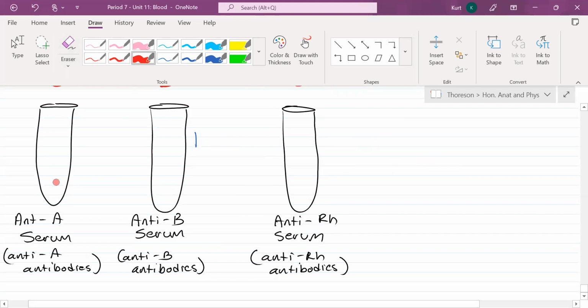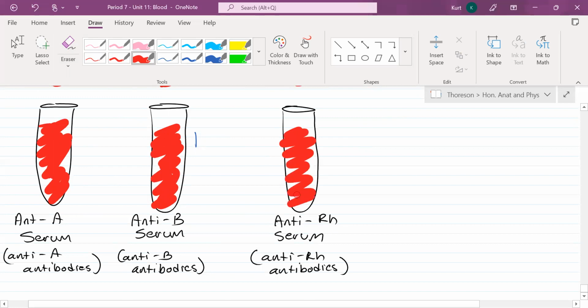I drop Noah's blood into all three. No agglutination, no agglutination, no agglutination. No reaction, no immunity reaction. So what is Noah's blood type? O negative. You're getting it. Let's try one more. What time? We got about 6 minutes.